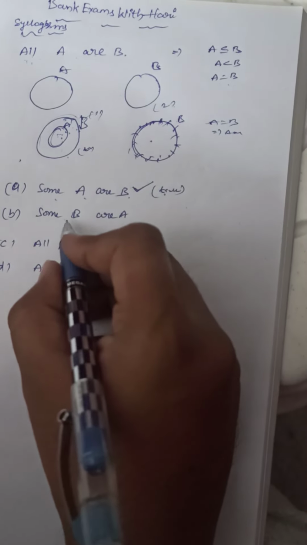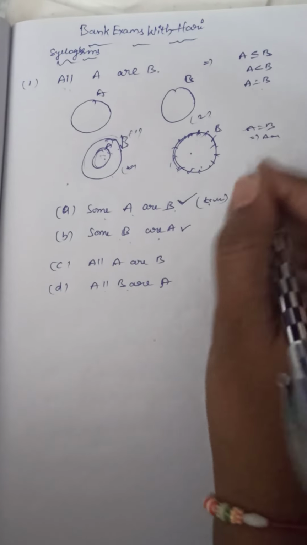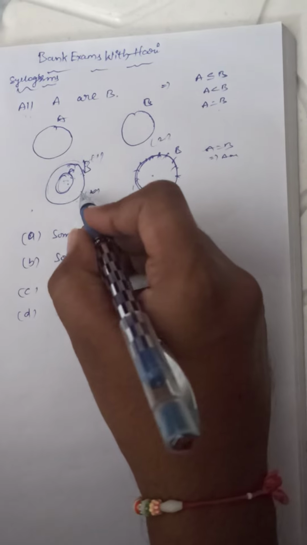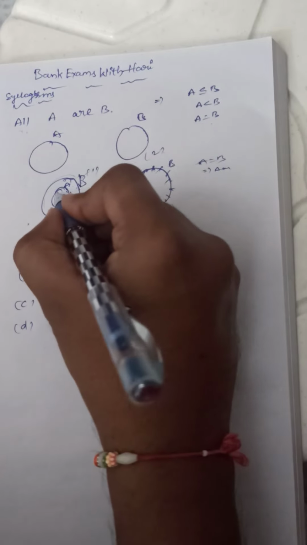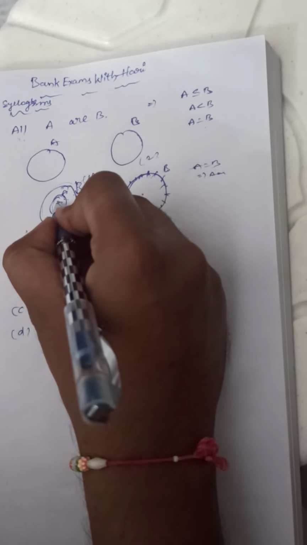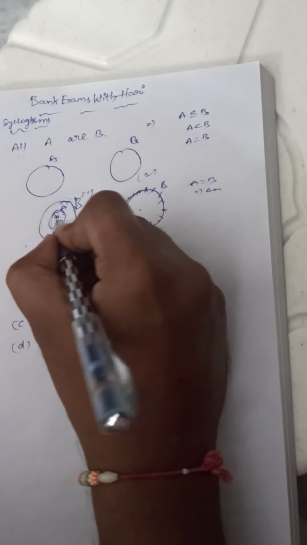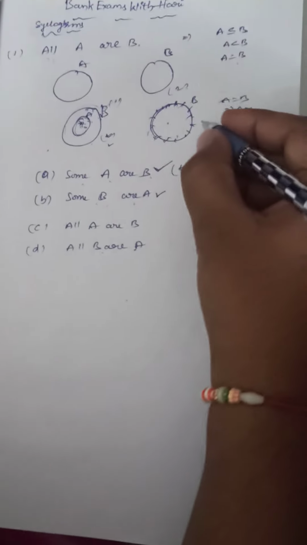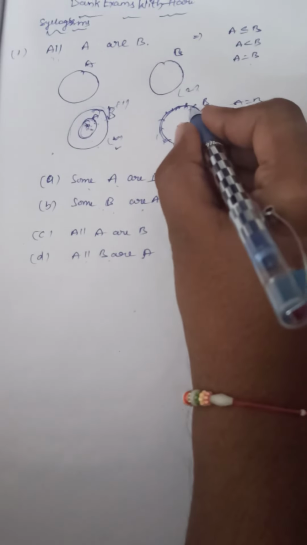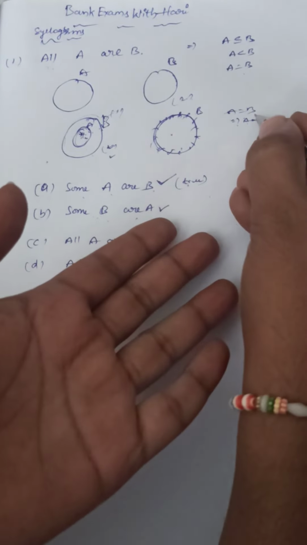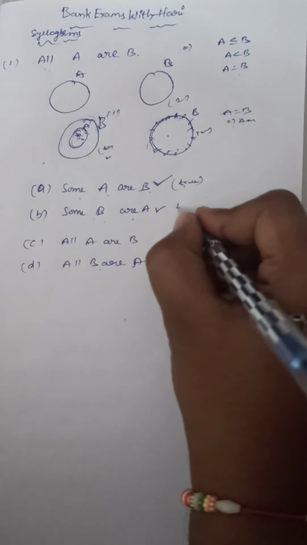And the second conclusion, some B are A. From the first possibility, this is A, this is B, so B contains A. This portion belongs to both A and B, so we can say some B's are A. This is true. Now if A is equal to B, we can also say some B's are A. So this is true for this conclusion also. So it is true.